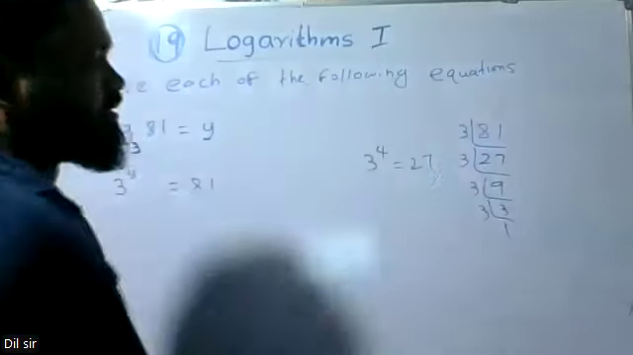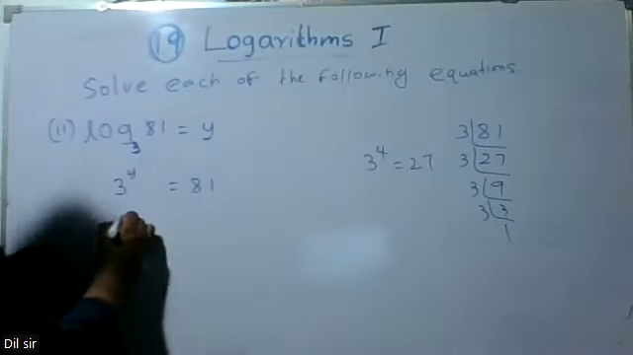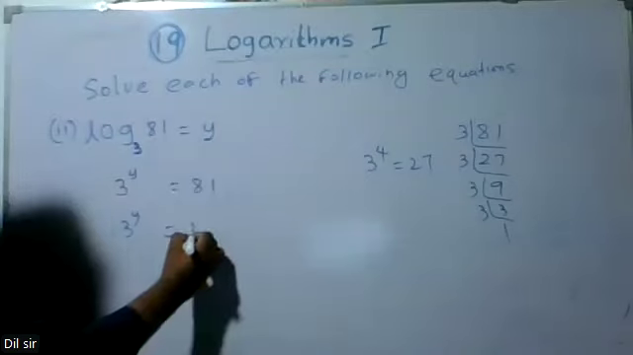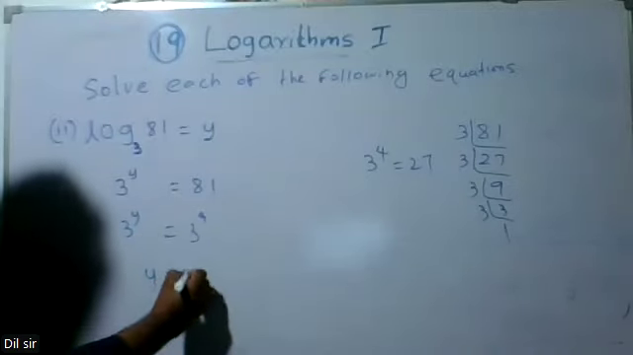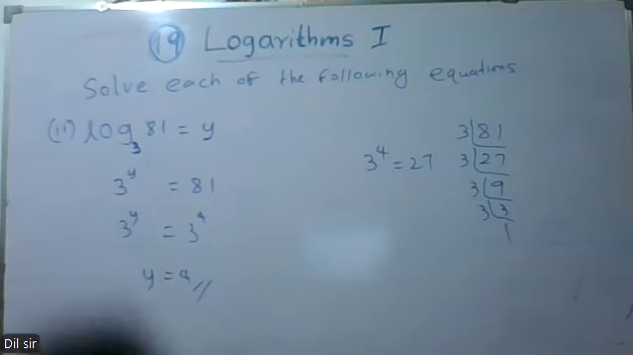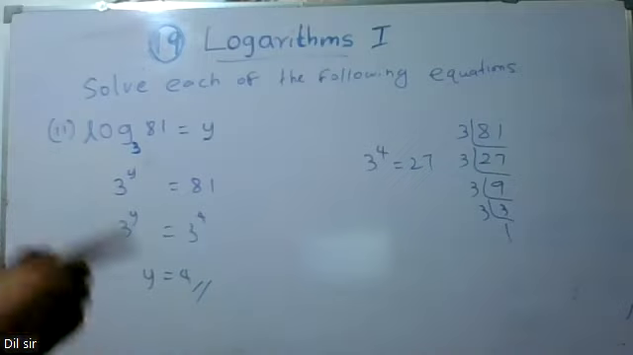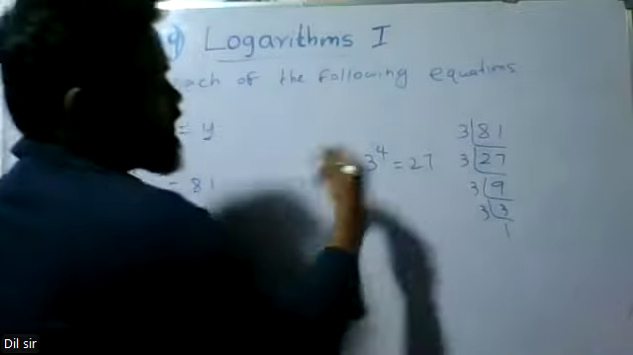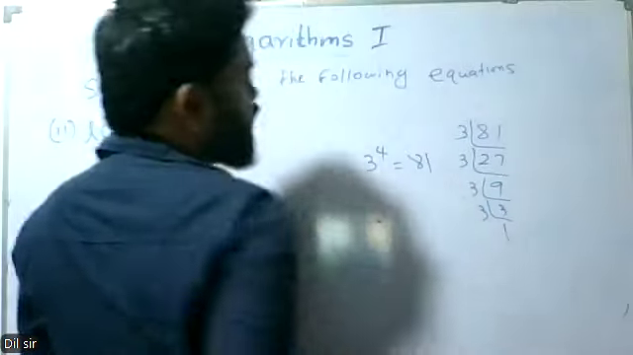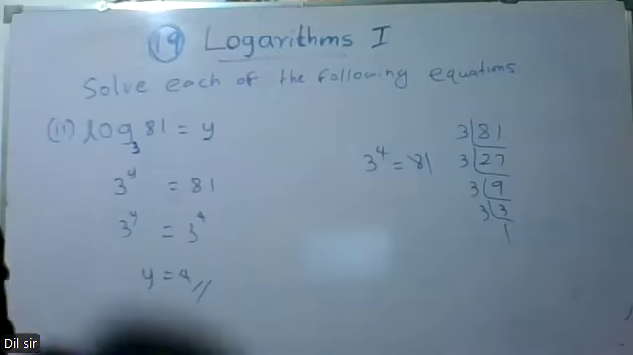You remember these things? I think. Right. Then 3 to the power y equals 3 to the power 4. The bases are equal, then y equals 4. Y equals 4. Yes, good. 81 is 3 times 3 times 3 times 3. That means 3 to the power 4 equals 81. Right.